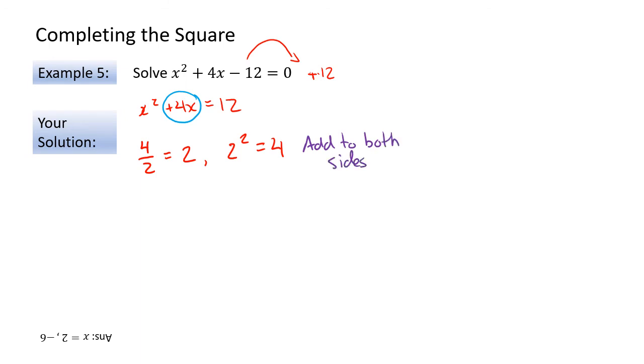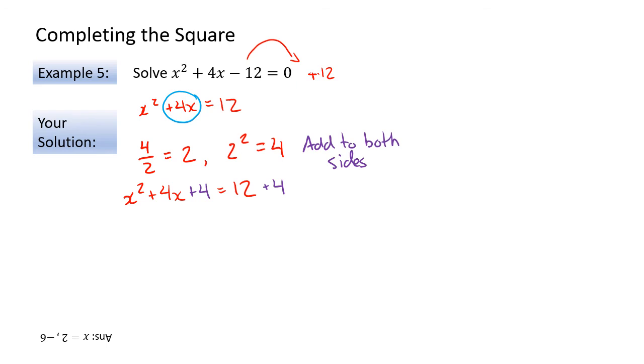If we do that, we're left with x squared plus 4x plus 4 on the left-hand side, equal to 12 plus 4. What you do to one side of your equation, you have to do to the other. So now on the left-hand side, we have what's known as a perfect square. This is always going to be the case when you use the completing the square method. The goal is to get your left-hand side as a perfect square.